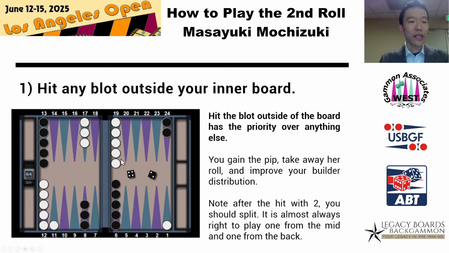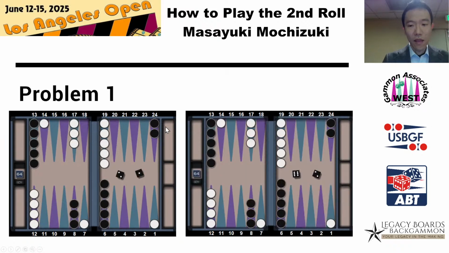And by the way, in this position 4-2, you hit with a 2, and what about the 4? Yeah, play from the back. So with this 4-2, you have to split with a 4 and hit with a deuce. And this is also important that most likely in the second row, you play 1 from the midpoint and 1 from the back man. Then you are most likely safe. That's the best play. So we know as soon as you see the blot outside of your inner board, you have to hit.